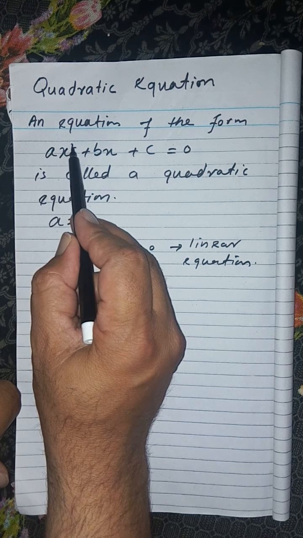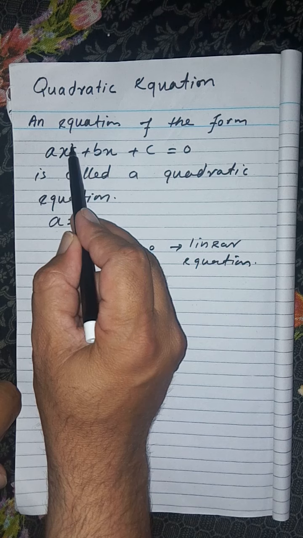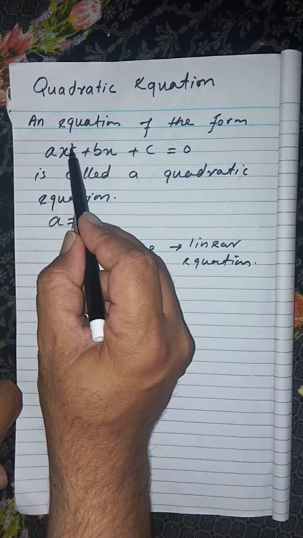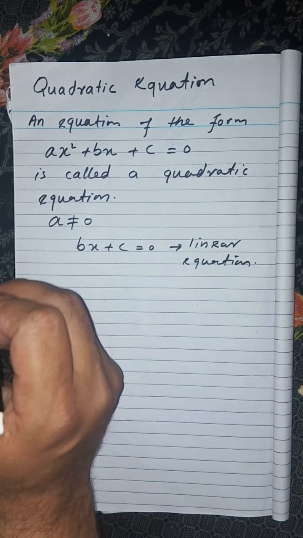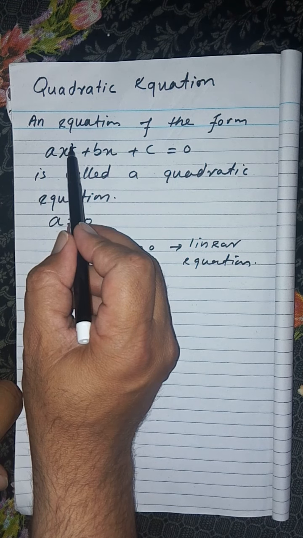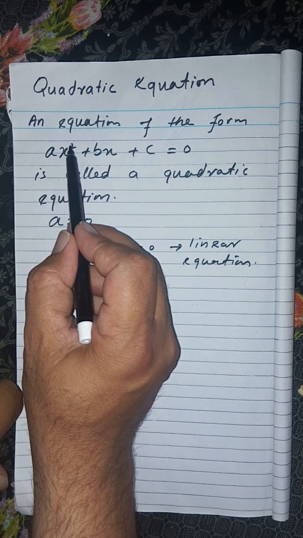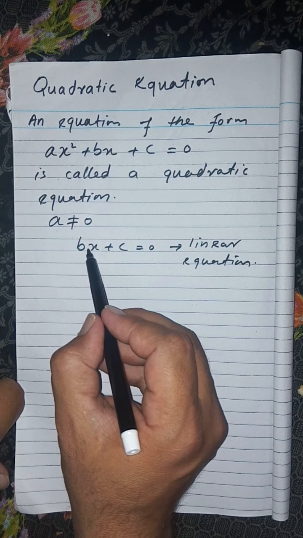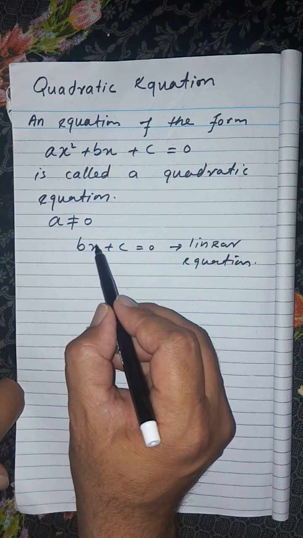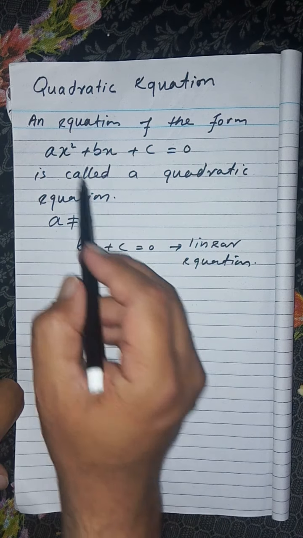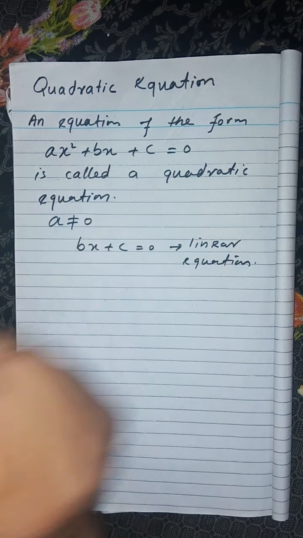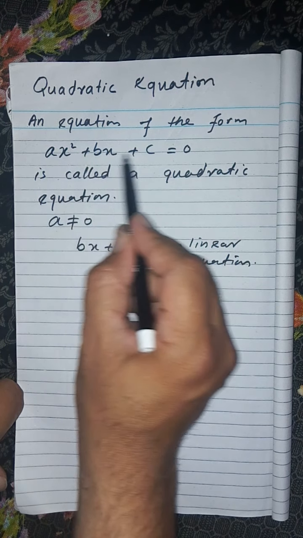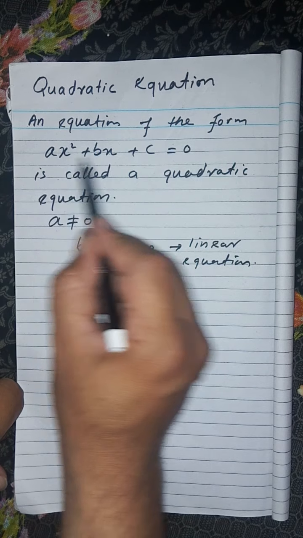Here the exponent of x is 2. Here the exponent of x is 1. Now the greatest exponent is called degree of equation. So here the greatest exponent is 2, so its degree is 2 and its degree is 1. So the equation whose degree is 1 is called linear equation and the equation whose degree is 2 is called quadratic equation. This is also called the general form of quadratic equation or standard form of quadratic equation.